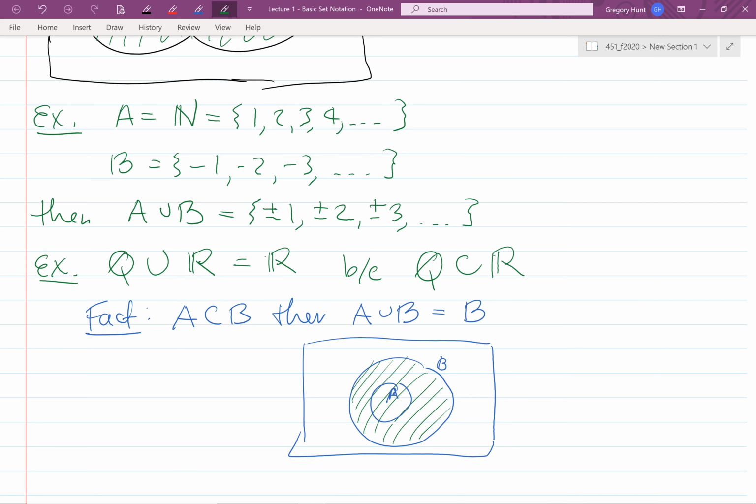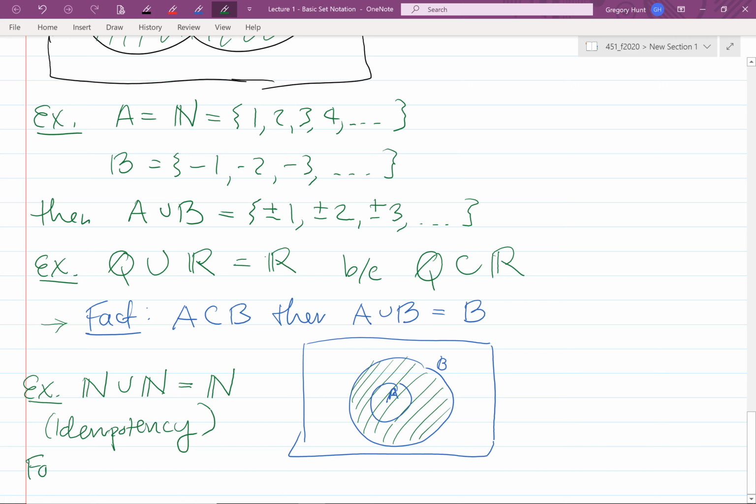Okay. Other examples that we could look at. If we take the natural numbers and we union them with the natural numbers, what do we get? We're just going to get back the natural numbers. This actually follows from this fact here. Any set is a subset of itself by equality. A set is equal to itself. That's what we mean by equality. And so it's a subset of itself. So by this fact, if we union it with itself, we just get itself back. This is often called idempotency. It's a useful fact. The more general fact here is that if we take any set A and we union it with itself, we just get itself back.